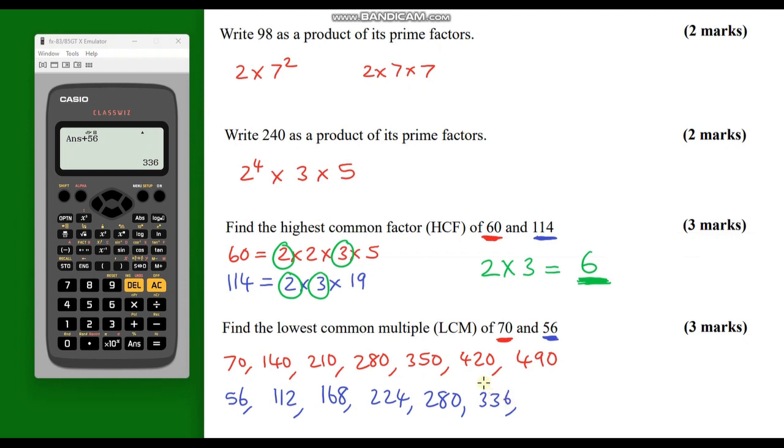But I have spotted that I've found my answer, because I can see that 280 is a multiple of 70. And 280 is also a multiple of 56. So that is my answer, 280.